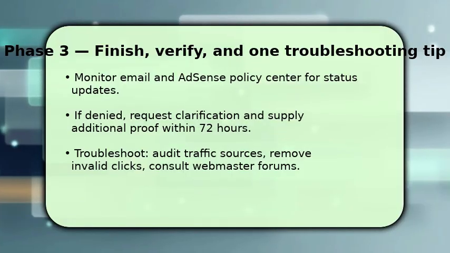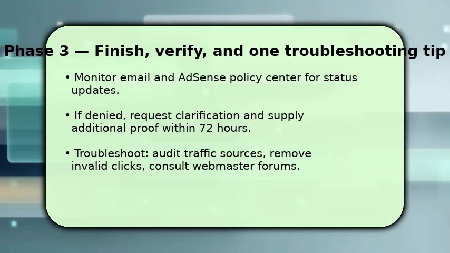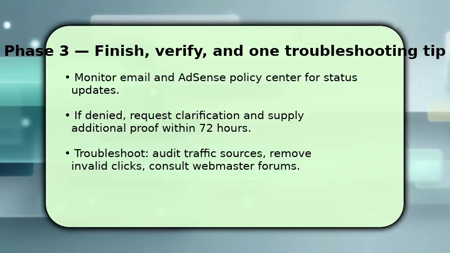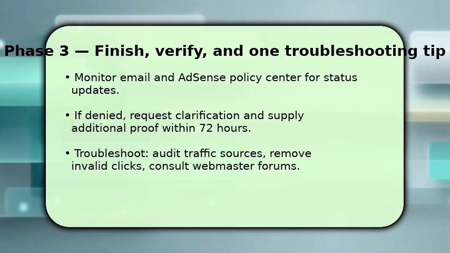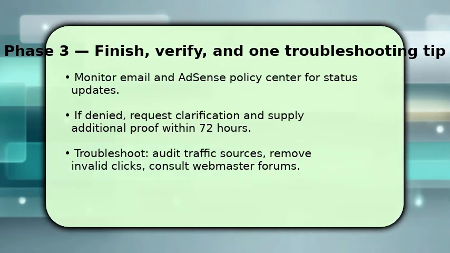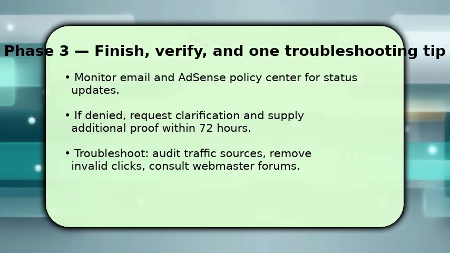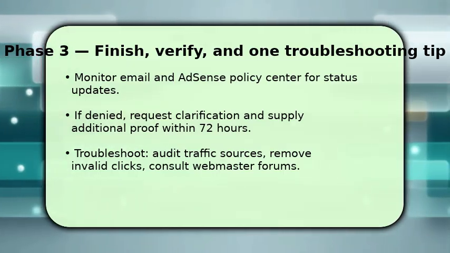Decisions can take days. If your appeal is denied, request specific clarification and provide additional evidence within 72 hours. Show precise remediation steps. Make sure to audit traffic sources and remove any invalid click sources, because repeated signals will block reapproval. One key troubleshooting tip: if you hit a wall, perform a fresh site audit with a second pair of eyes, and document every fix before.